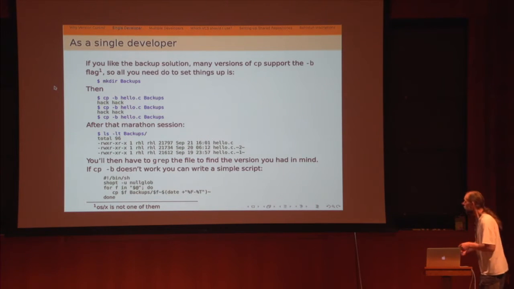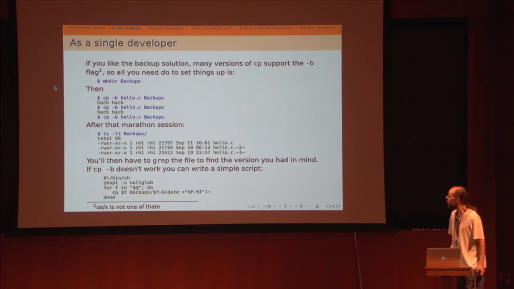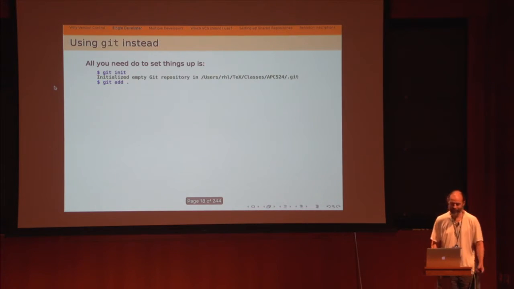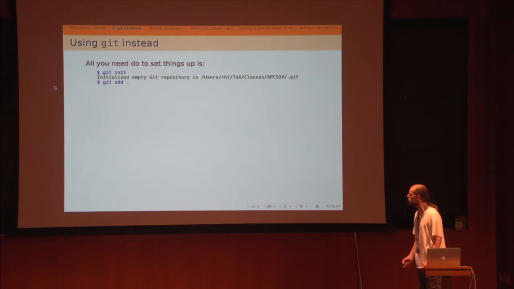Okay. Now, of course, if there's no -b on your machine, you can write a single shell script. You see, this is of course a very slippery slope. Once you've written a little shell script, it's very easy to make it a little bit better. But fortunately, there's an easy way to do it, which is to use Git.